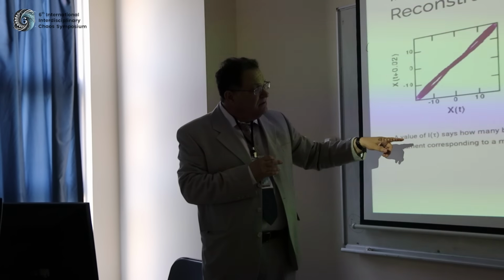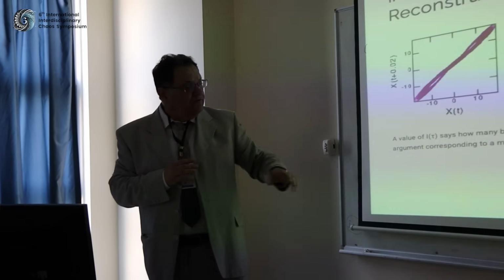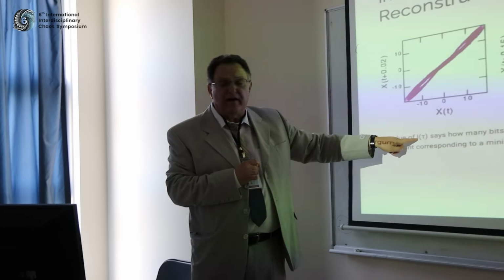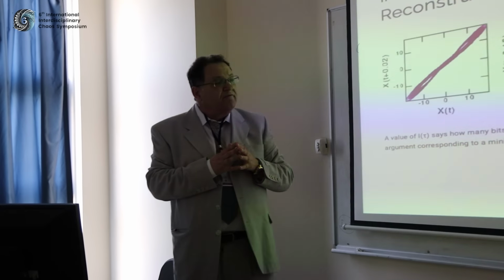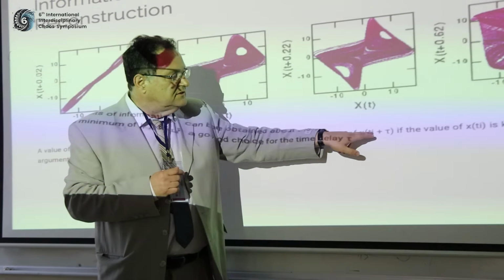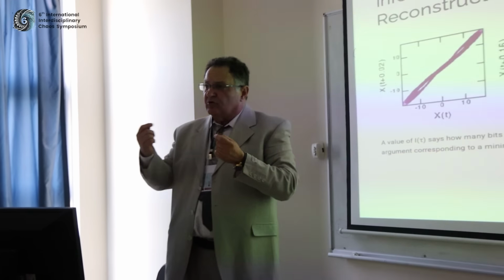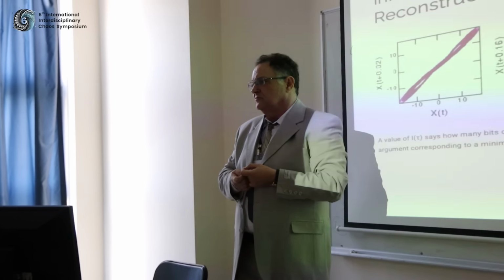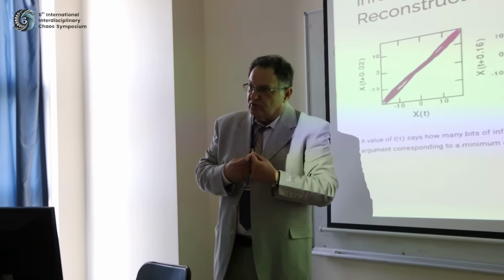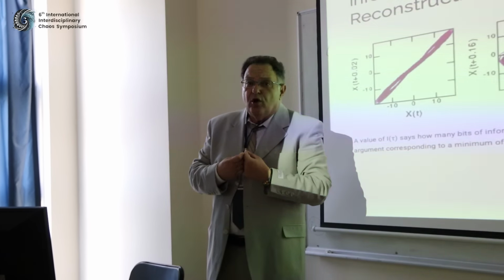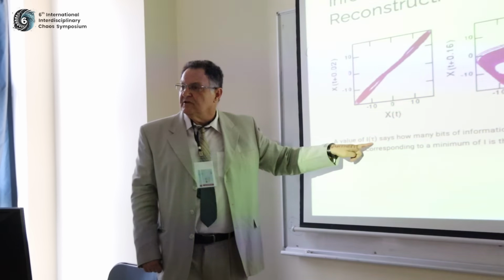For this purpose, we use a function called mutual information. The function of mutual information, which we see next, says how many bits of information we can obtain about the value at time t if the previous value is known. Every second, if you measure the temperature, there is no bit of information. Every 12 hours, if we measure the temperature, we lose the bit of information. The theory says that the first minimum of this function gives the correct time delay. The first minimum.